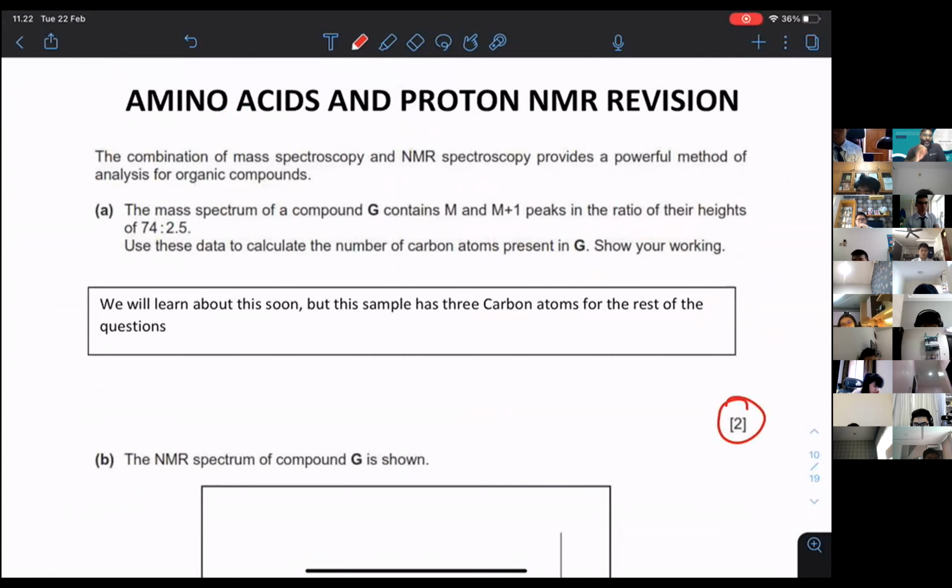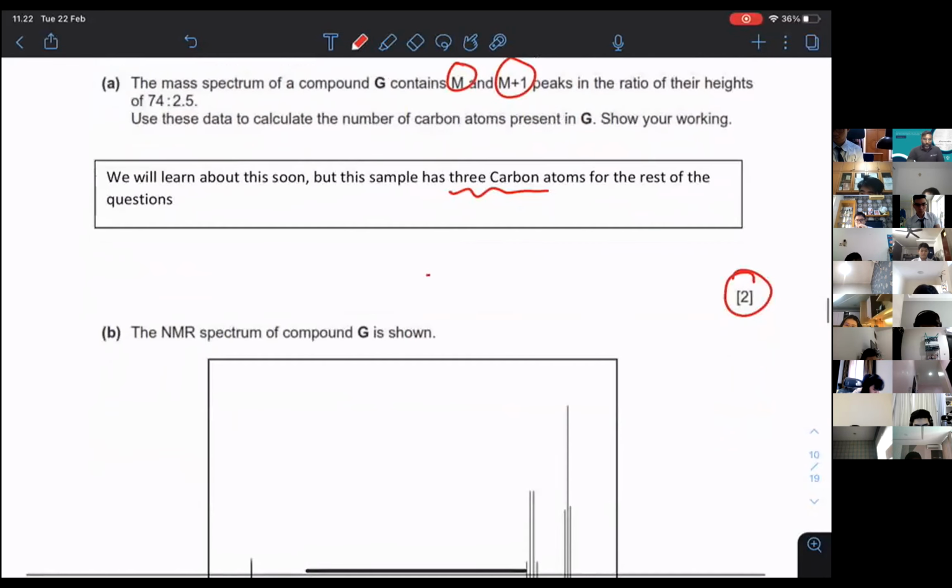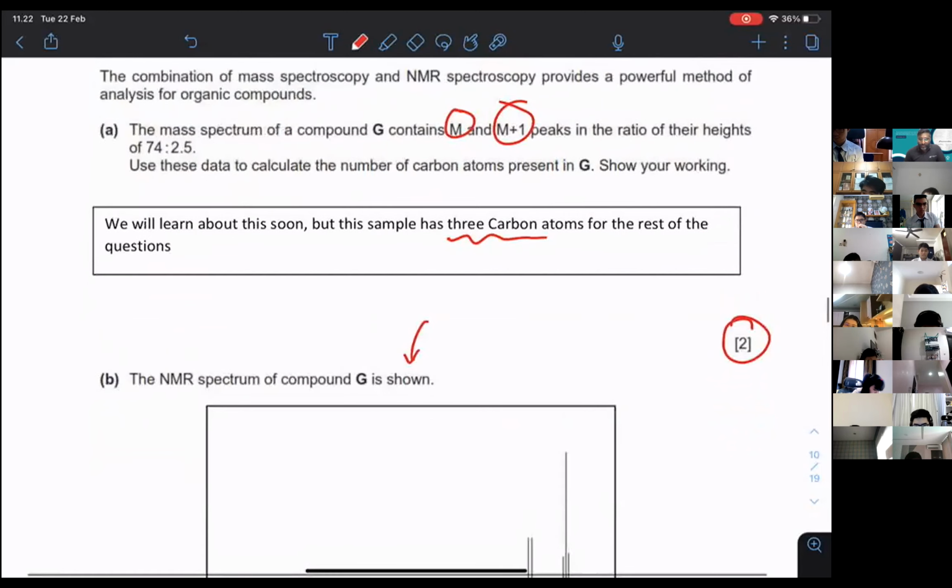They will have this M and M plus 1 peak at a certain ratio and so on, but forget about it. Just take this information: they have 3 carbon atoms. So the answer for that is 3 carbon atoms. I will use that to continue with this. G contains 3 carbon. Just remember this: G contains 3 carbon.